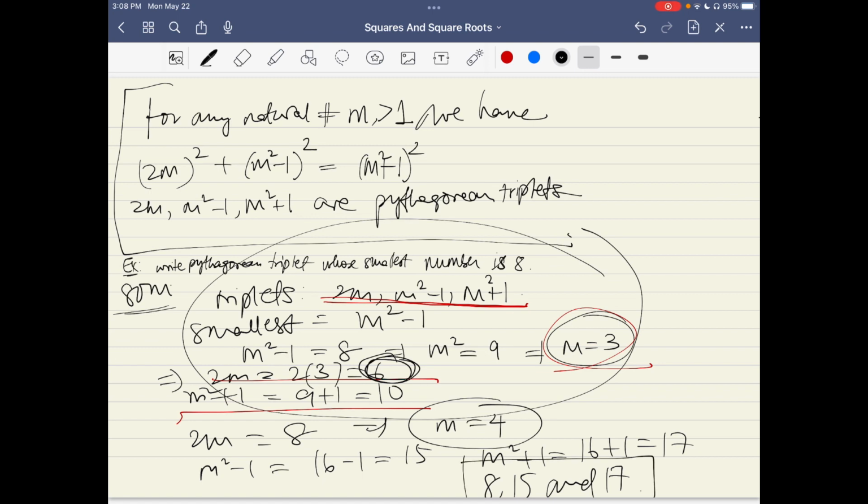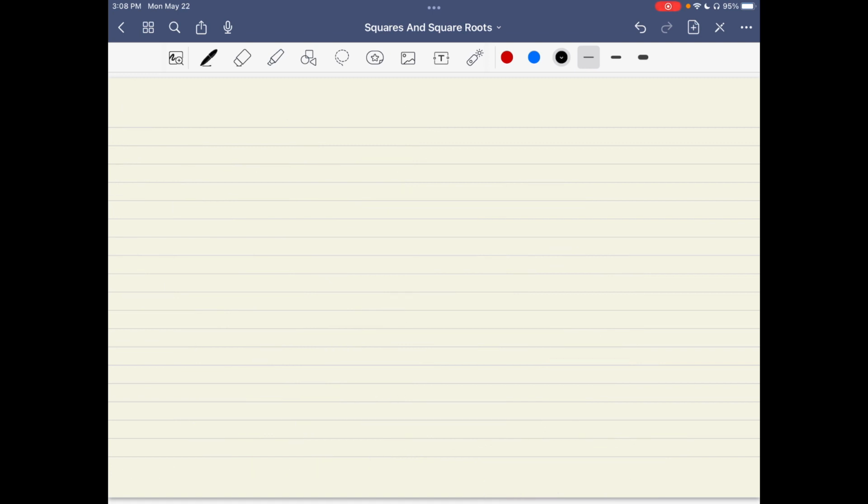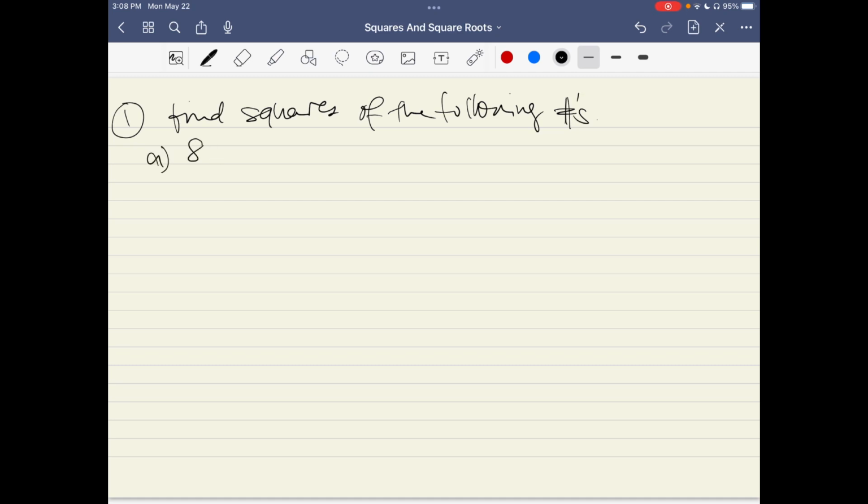Okay. Now let's solve some questions together. The first one is, find squares of the following numbers. Let's say we start with 86. So now we're just going to solve questions with the concepts we learned today. So find squares of the following numbers.